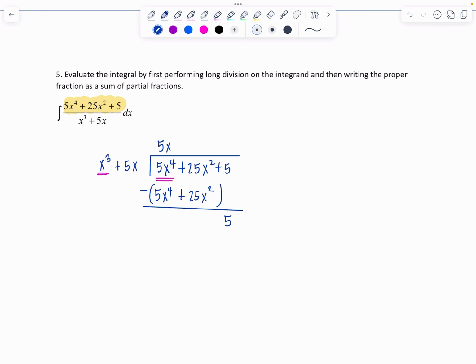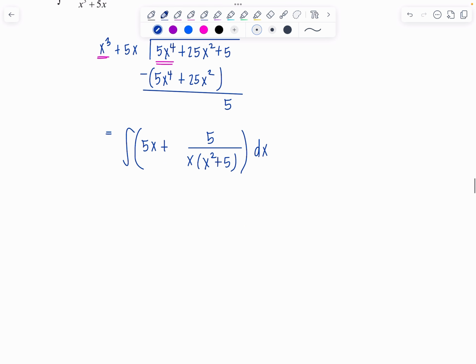So the integral becomes (5x + 5) over x cubed plus 5x. I could take an x out, and it's x squared plus 5, like this. Good? So on this portion here, we need to do partial fractions. So 5 over x times (x squared plus 5). You'll have A over x, that's a linear factor, and then (Bx + C) over x squared plus 5, since that's an irreducible quadratic.